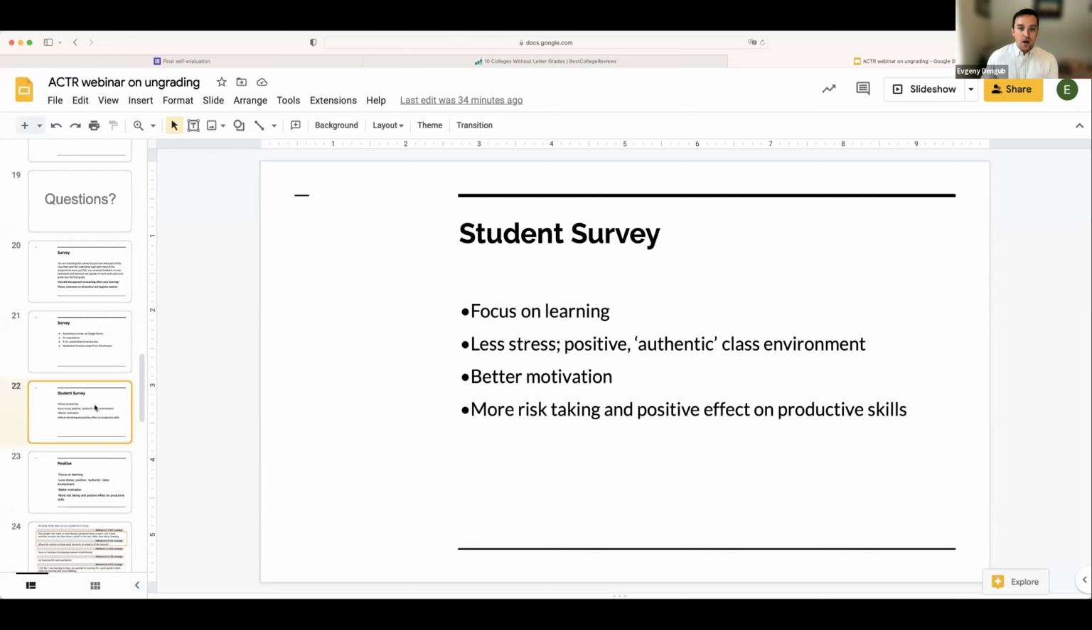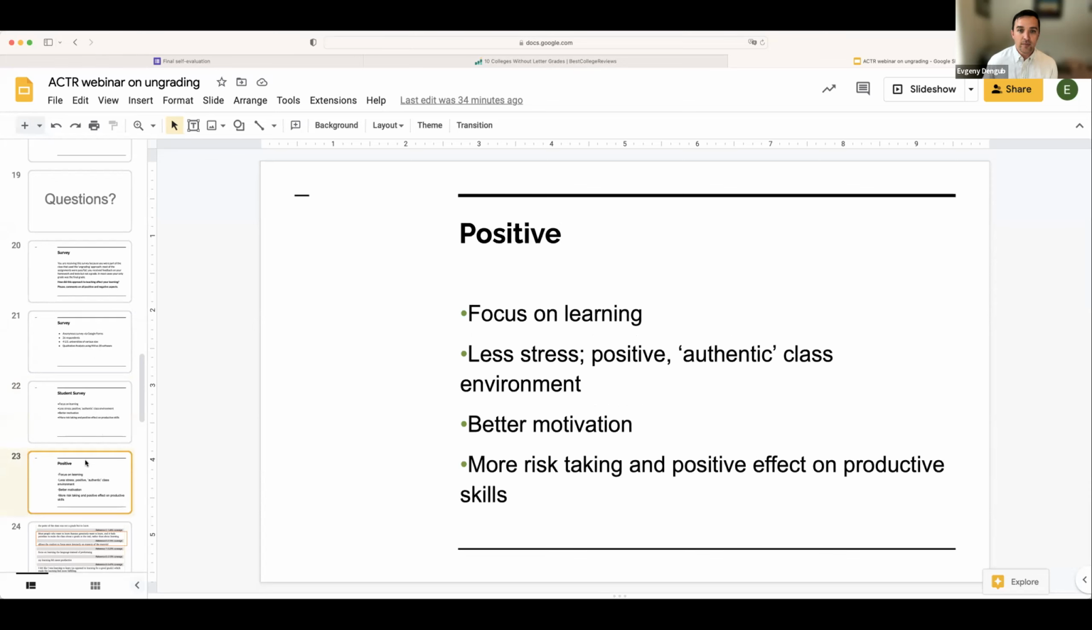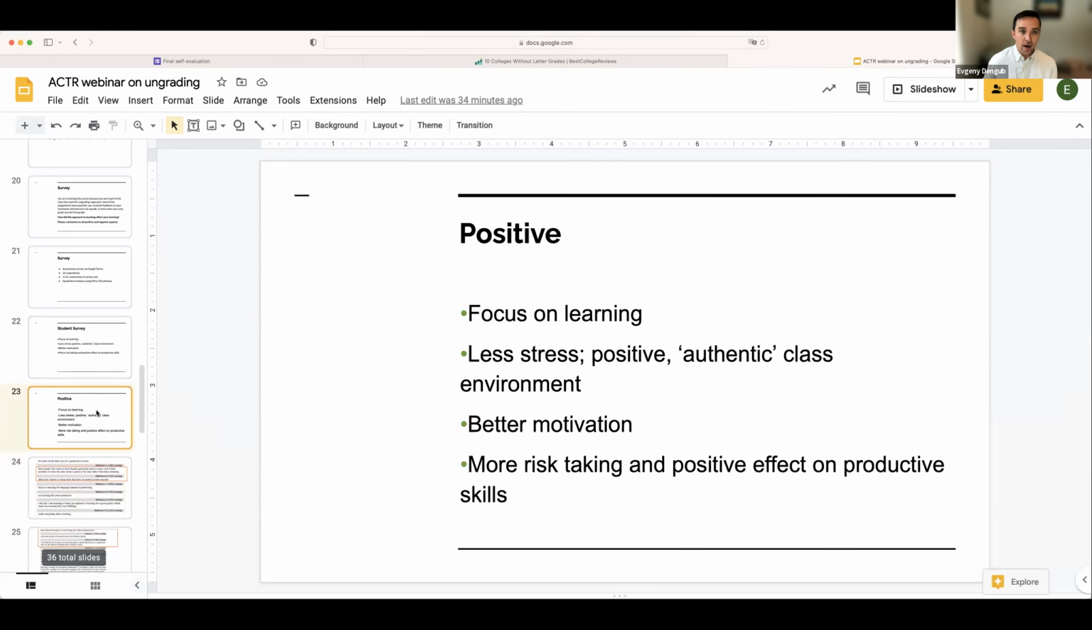So the positive themes that emerged from the study: It allowed them to focus on learning. It brings less stress and creates a more positive, authentic class environment. They have better motivation, and it allows for more risk-taking and positive effect on productive skills.